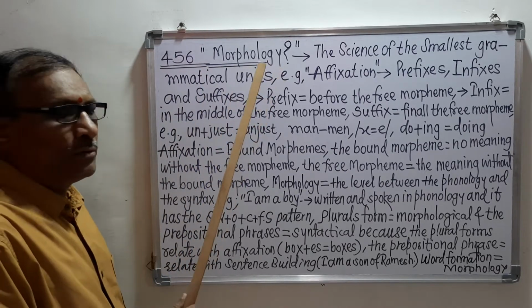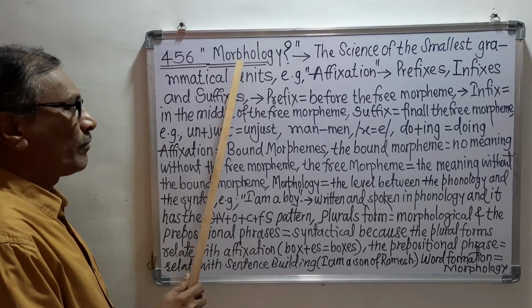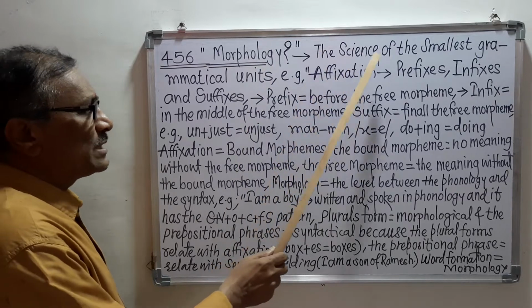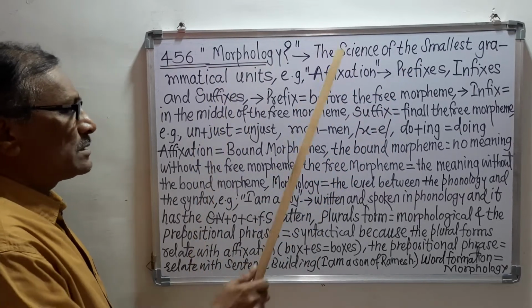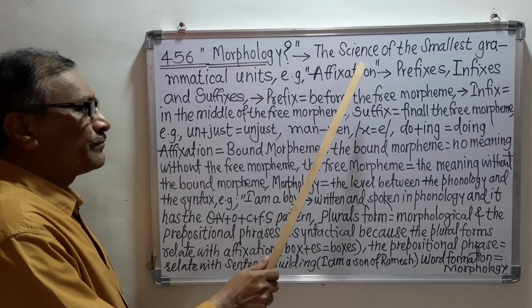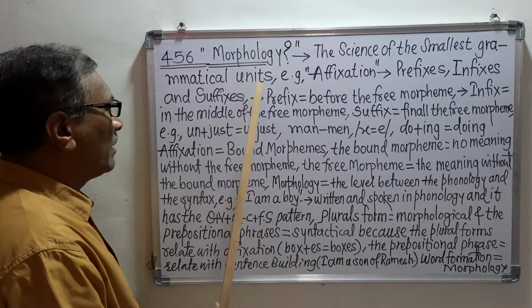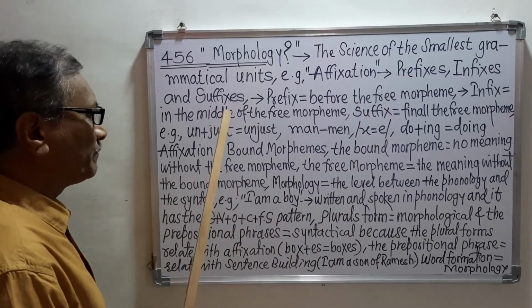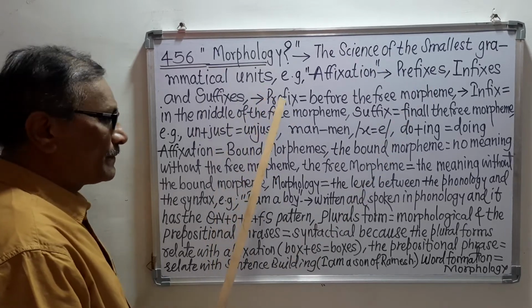In this video, we will discuss morphology. What is morphology? The science of the smallest grammatical units. The science means the study of the smallest grammatical units, meaning the smallest morphemes. That is called the smallest grammatical units.